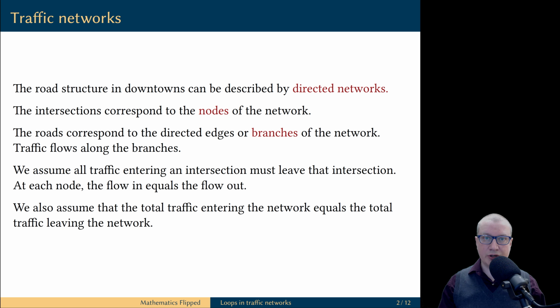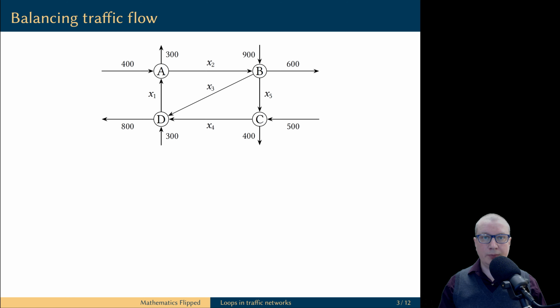Many discrete structures, for example the road structure in downtown, can be described by directed networks. In this case, the intersections correspond to the nodes of the networks, and the roads themselves correspond to directed edges or branches of the network that connect the nodes of the network. Traffic flows along the branches of the network, and usually our task is to balance the flow of the traffic. To help you get up to speed on this topic, let's consider a basic example of a traffic network.